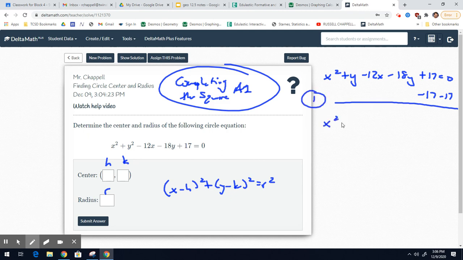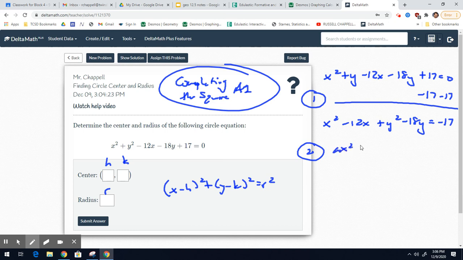Next, when I rewrite it, I'm going to rewrite it with the x terms next to each other and the y terms next. So x squared minus 12x plus y squared minus 18y equals negative 17. So I got the 17 to the other side, since it has no x or y, and I moved my x and y terms together. And now, for step 2, you need to identify your b values in a quadratic.